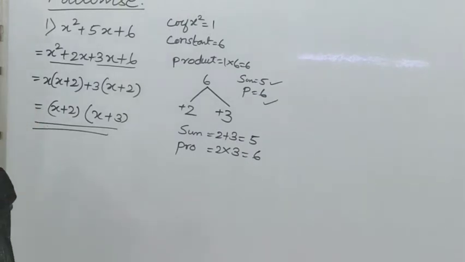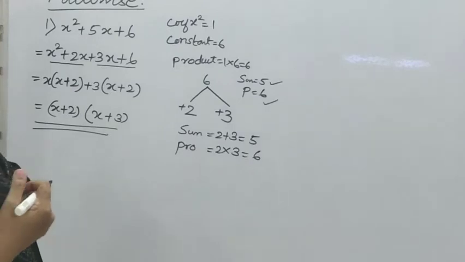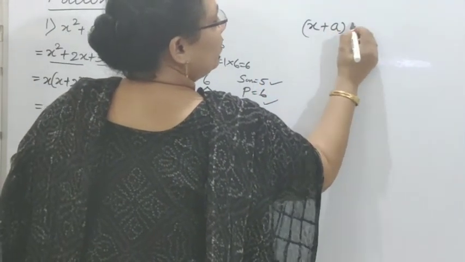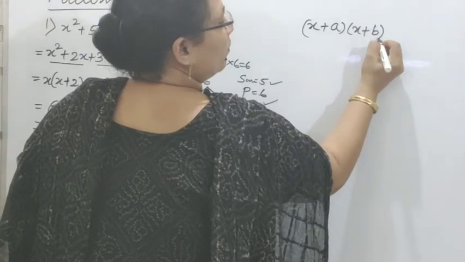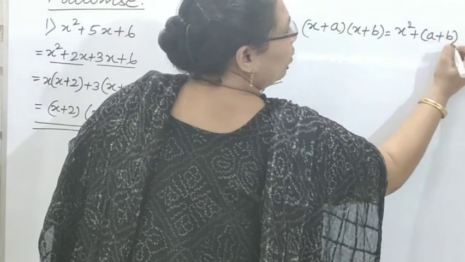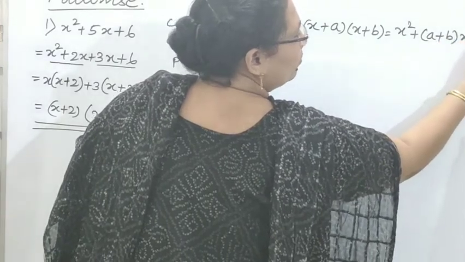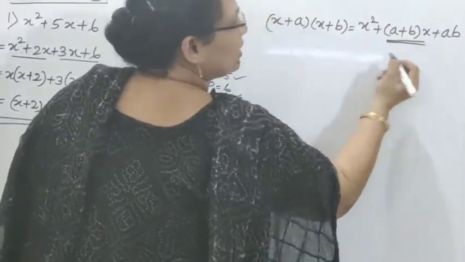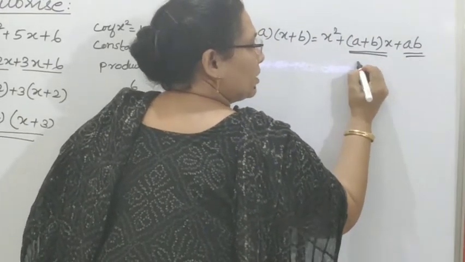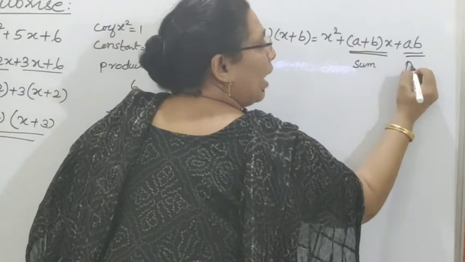But where are we getting this idea from? You learned last year, in 8th class, the expansion of x plus a into x plus b. Do you remember this formula? x square plus a plus b into x plus ab. So the middle term is the sum of the numbers and the constant is the product of the numbers. This is sum and product.